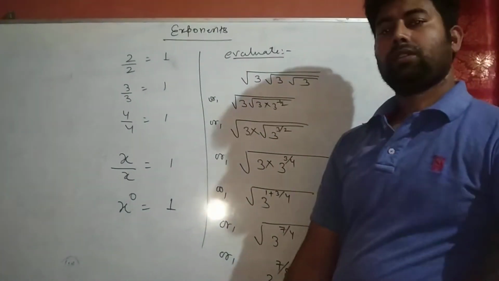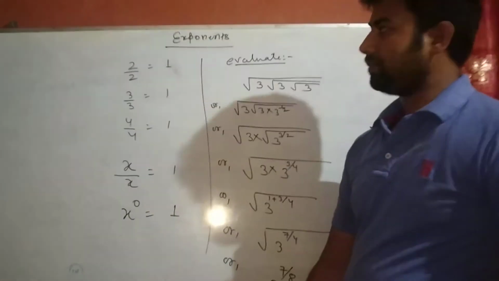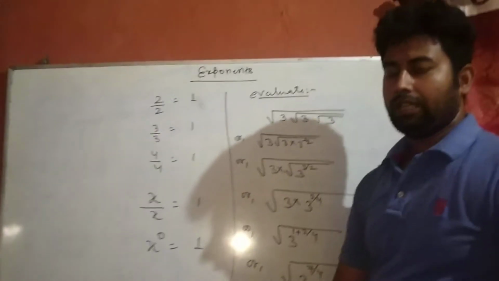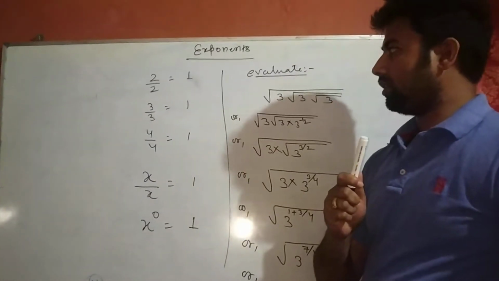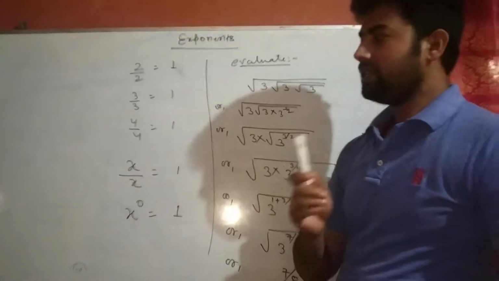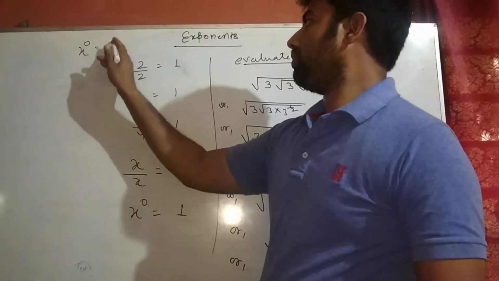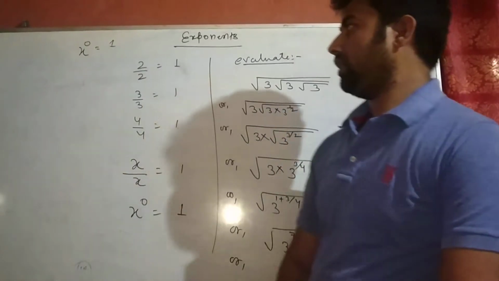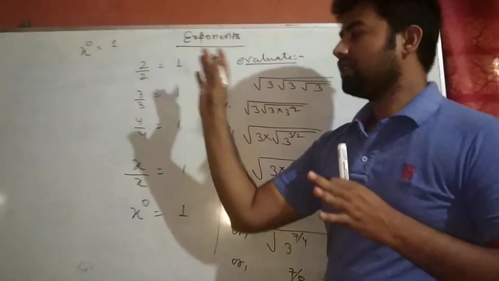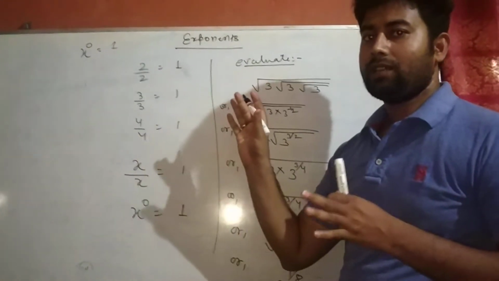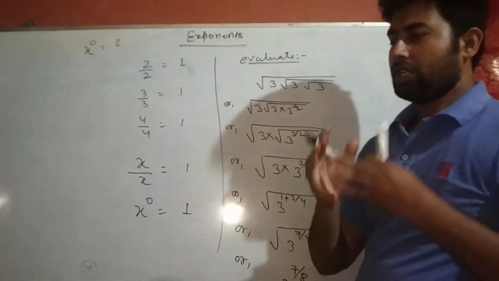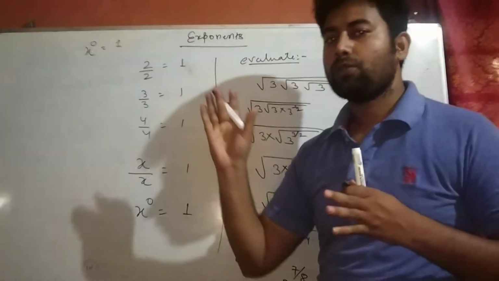Good evening, students. In our last video we saw the properties of the exponent, but there is a very important property: any integer having power 0 is always equal to 1. Students, today we are going to prove this property. It's a very simple way to prove it.